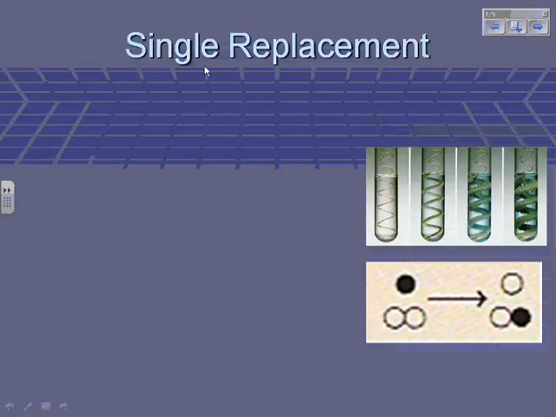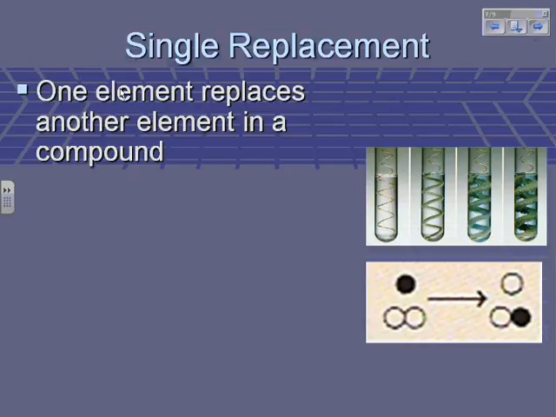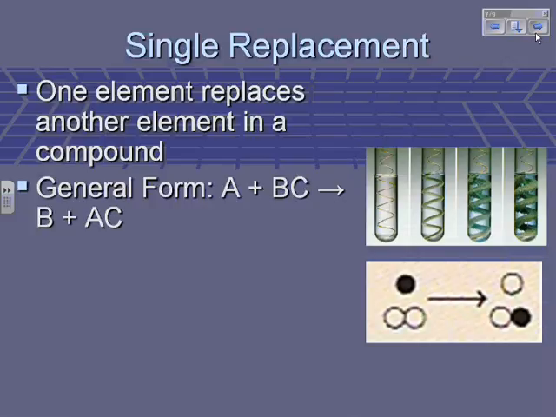Next, single replacement reaction. Single replacement reaction has a real distinct form. Definition: one element replaces another element in a compound. As far as our general form, it looks like this. A plus BC for reactants, so we're starting off with an element and a compound, and we're ending up with an element and a compound.